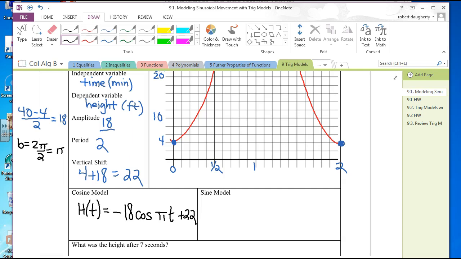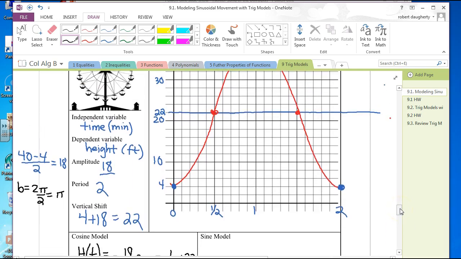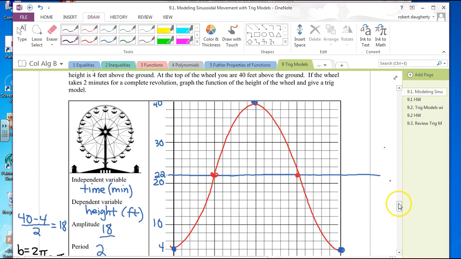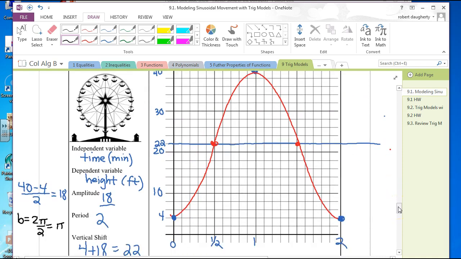Now, where would I go to figure out the sine model? This is starting at 4. Sine always starts where? Come on, guys. Sine starts at 0 and ends at 0. So I go to this curve. Where does it look like it's hitting 0? Yeah, right here. This is where a sine function starts at 0, ends at 0, halfway between a 0. So how would I figure out a sine curve? What's the only difference from that cosine? This has been shifted to the right by 1/2.